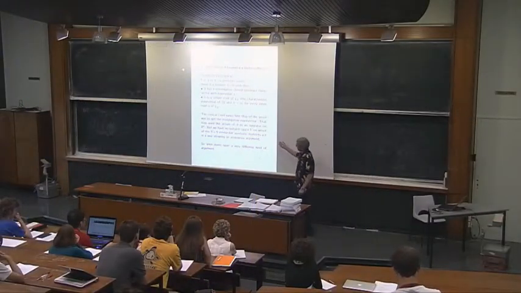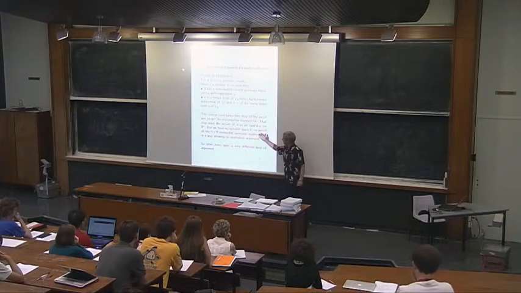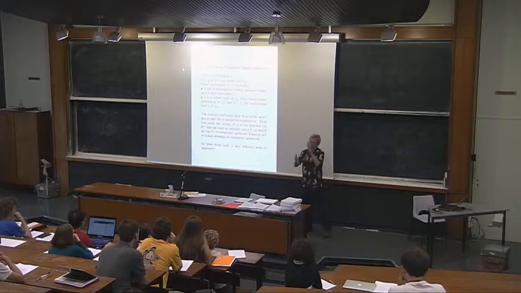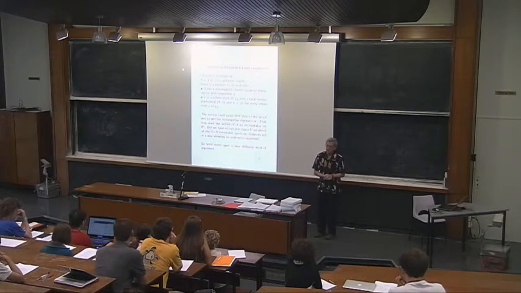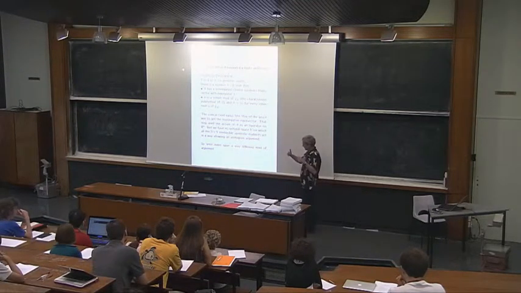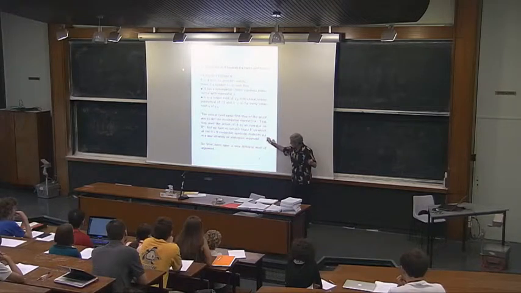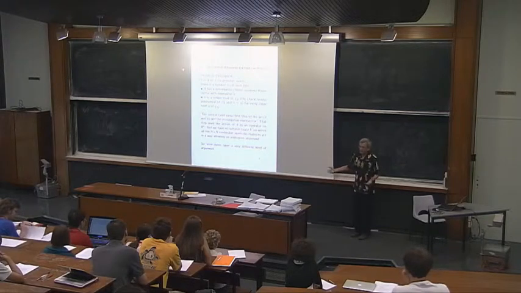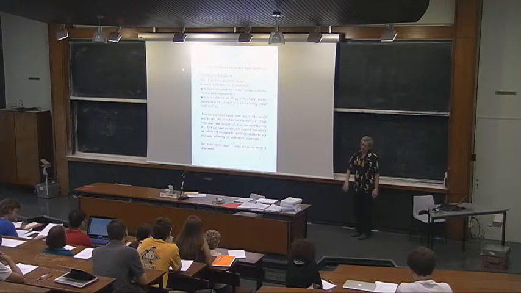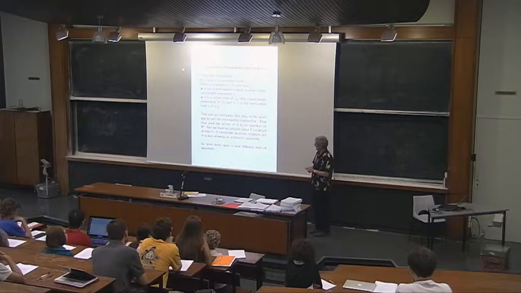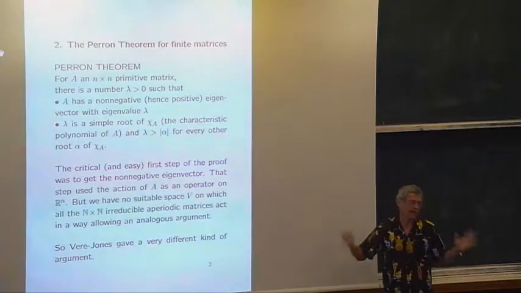Now, for that step, we use the action of the matrix as an operator on Rn. Matrices are multiplying elements of this finite dimensional Banach space. Well, if you think about infinite countable, natural numbers by natural numbers, irreducible aperiodic matrices, we don't have a good space on which they operate. If you think for a while, you realize this is really a problem. So we don't begin with any kind of nice space, and so we don't have an analogous argument.